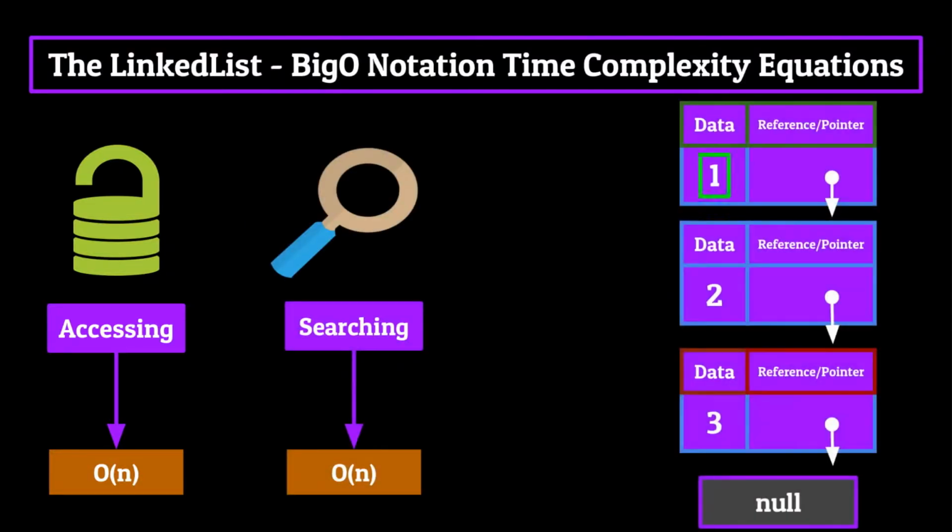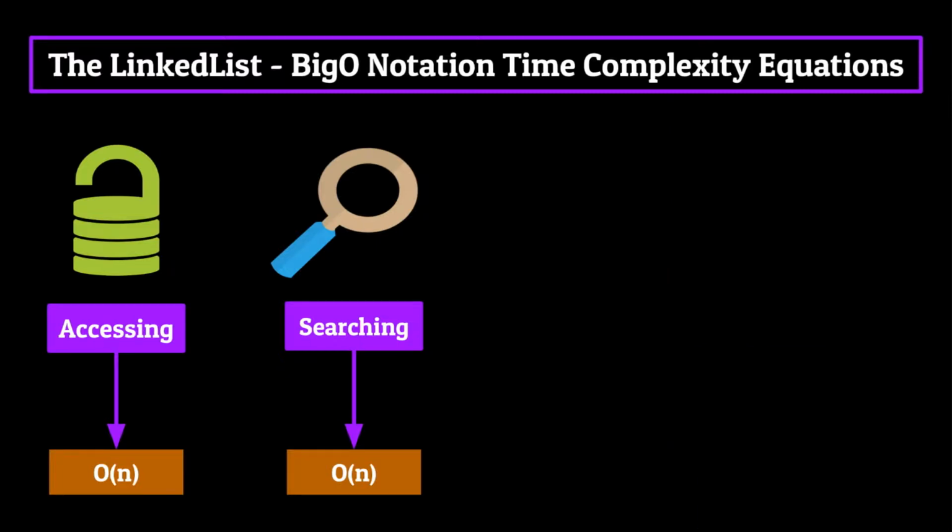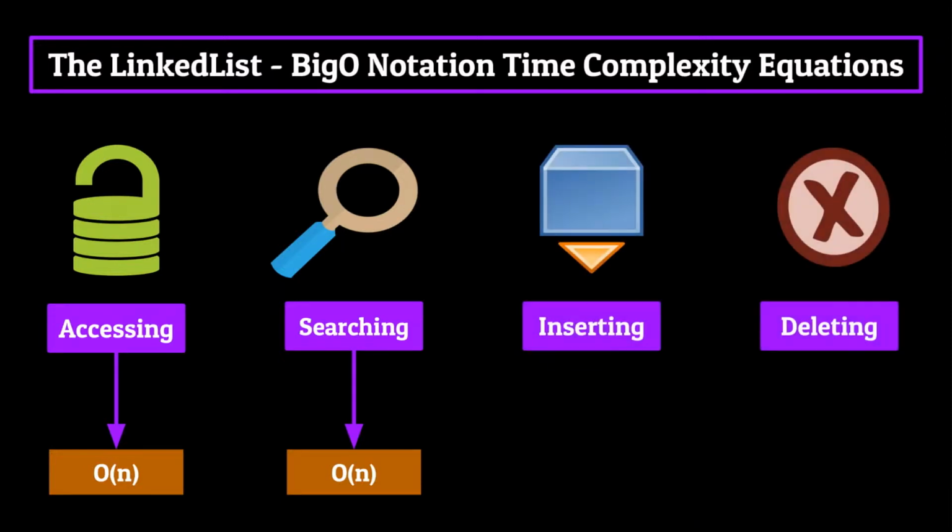We check a node, and if it's not the one we want, we use that node's pointer to take us to the next node and check that one. We do this for every node until we either find the one we want or get to a node which points to null, indicating we've reached the end of the linked list and the value we are searching for just isn't in it. Inserting and deleting from a linked list is a little bit complicated.